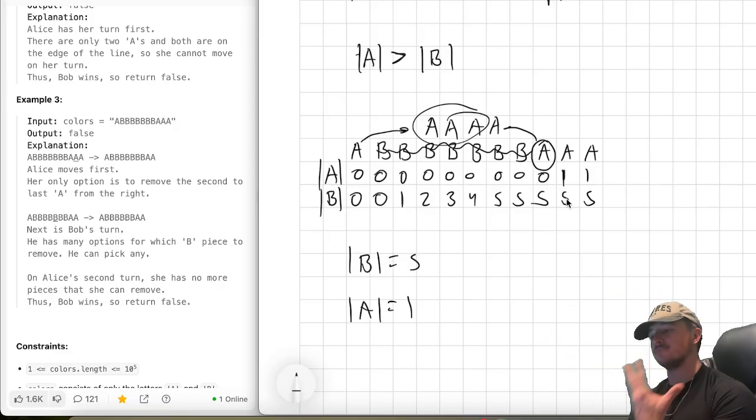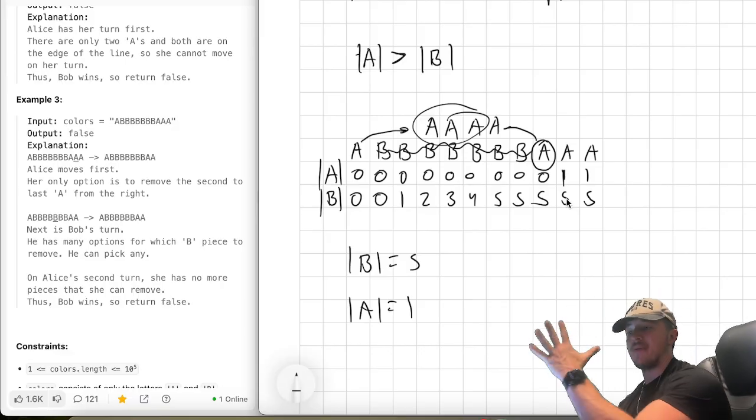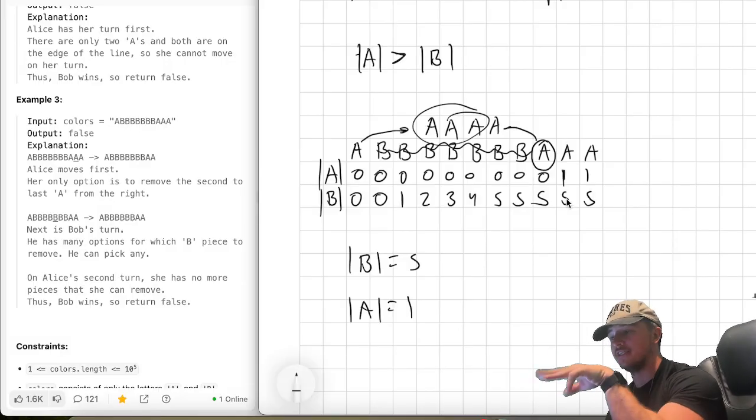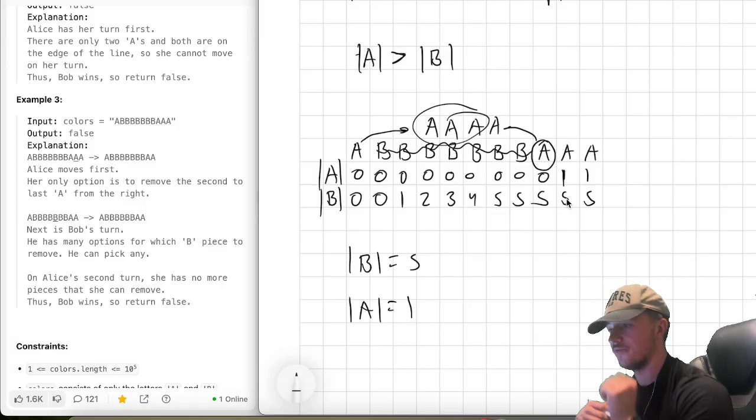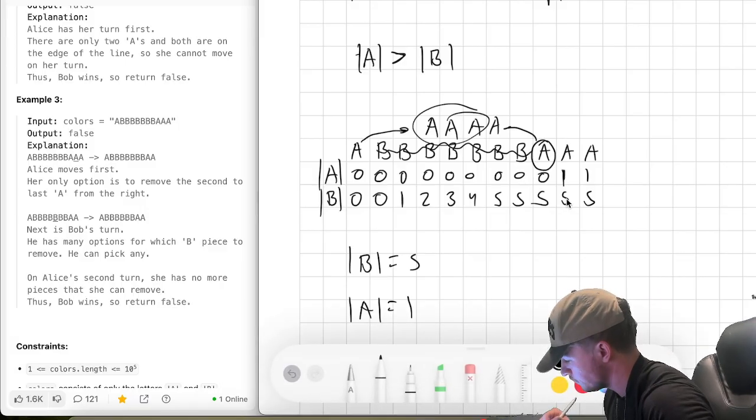Right, that's the thing that makes this problem seem like it's complicated, because you can do one pass easily, right? We just look at 3 adjacent elements. We say, okay, can Alice remove this? Yeah. Can Bob remove this? Yeah. So on and so forth.